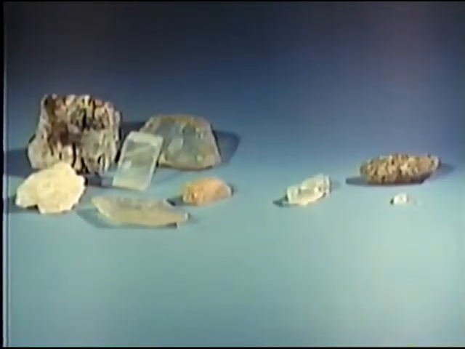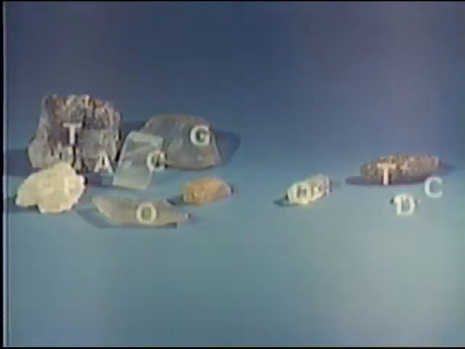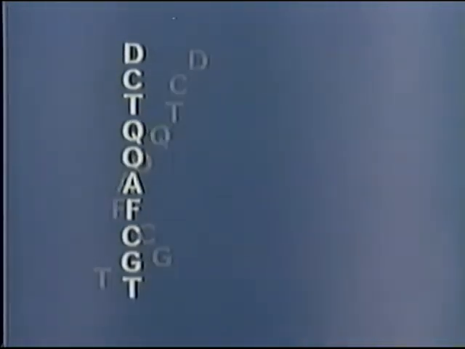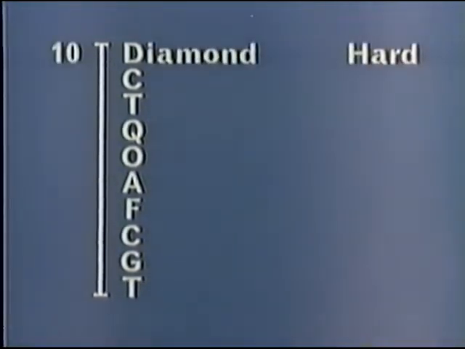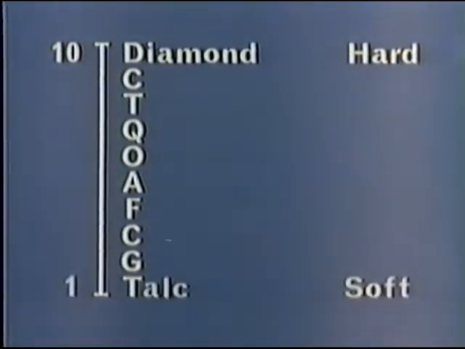Performing the same test for all minerals, the relative hardness of each one can eventually be determined. Using this method, geologists have devised a scale of hardness to which any mineral can be compared. The hardest mineral, diamond, is number 10 on the scale. Talc, the softest, is assigned number 1. Others are given values 2 through 9.